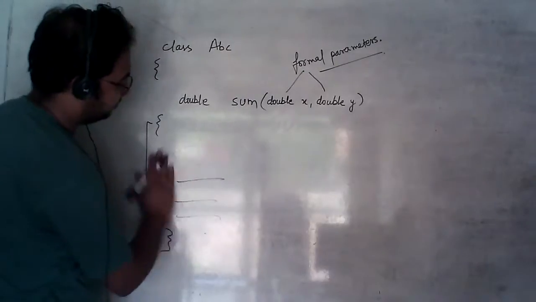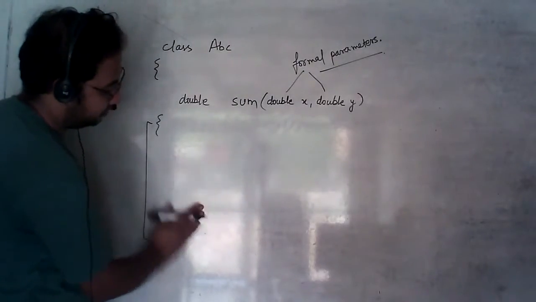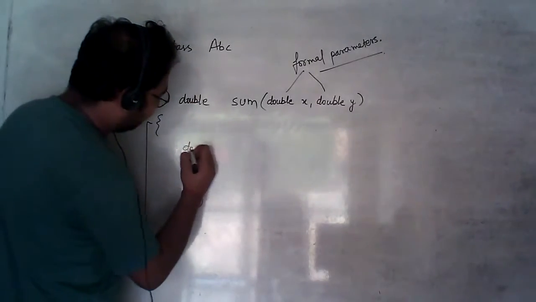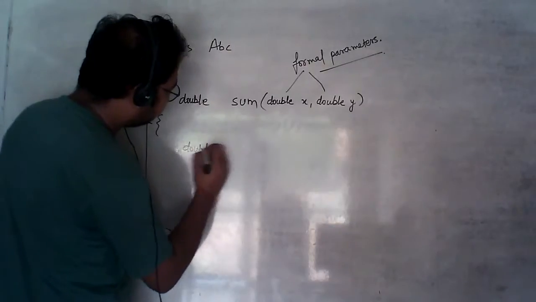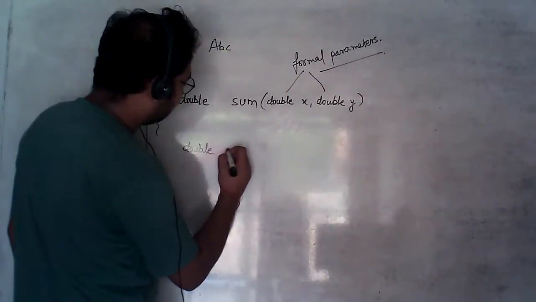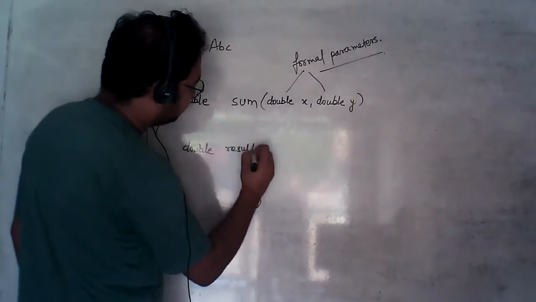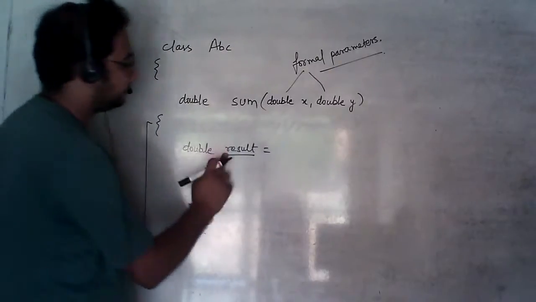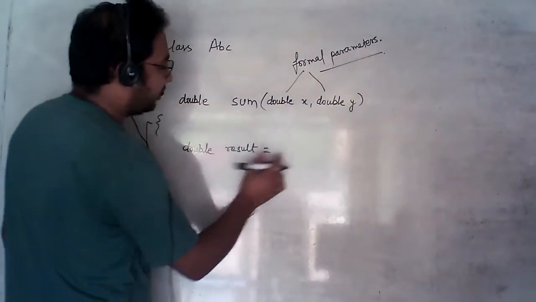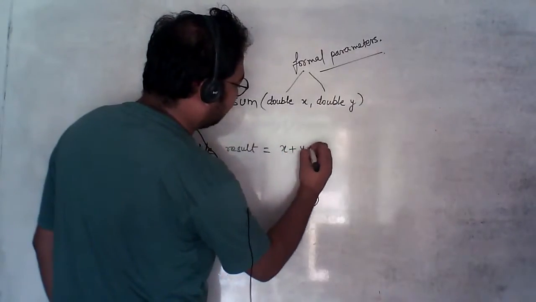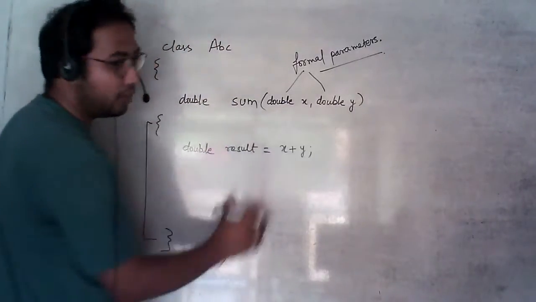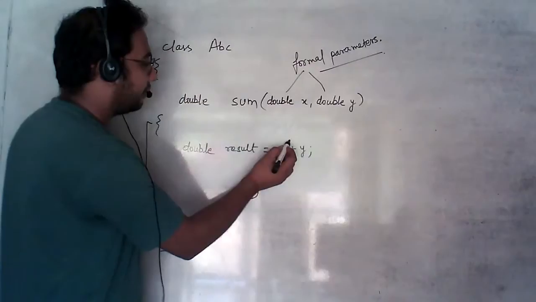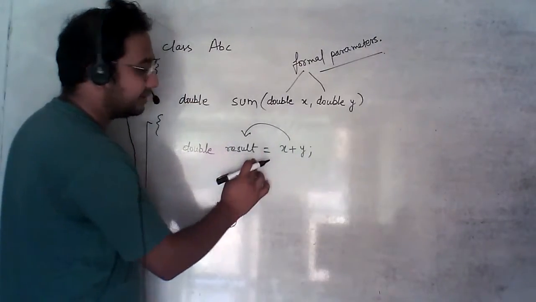Now the inside work. The inside work can be, you can have another variable, double result. This result is a variable and double is its data type, equal to x plus y. Means whatever values will be passed in x and y, those values will be added and held in this result variable.